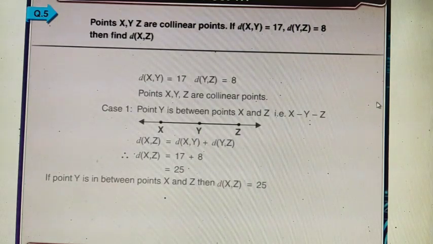Therefore, distance of XZ will be equal to distance of XY plus distance of YZ. Therefore, distance of XZ is equal to 17 plus 8 is equal to 25. If point Y is in between X and Z, the distance of XZ is equal to how much? 25.